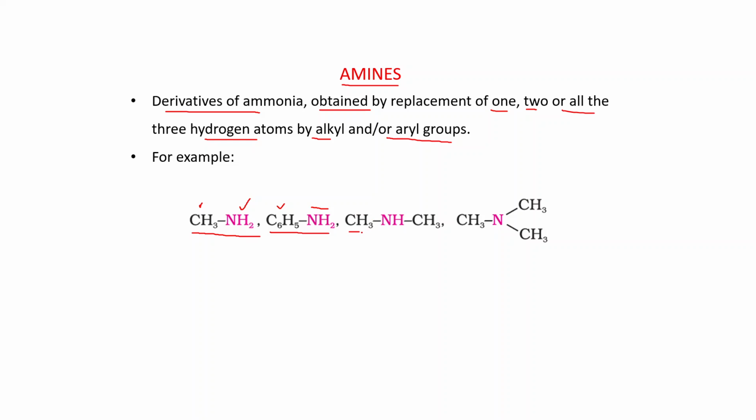This is CH3NHCH3. This is a derivative of ammonia. Two hydrogen atoms are replaced by CH3 and CH3. Now in this case, 3 hydrogen atoms are replaced by 3 methyl groups.